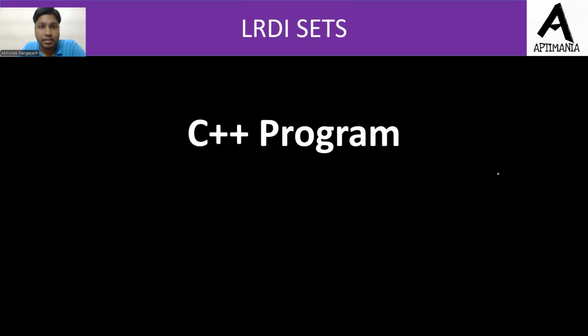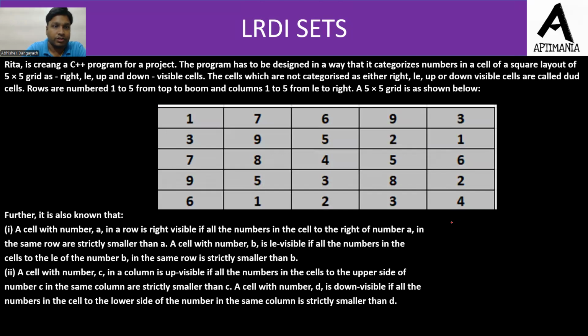Okay, the name of the set is C++ program. The question is, Rita is creating a C++ program for a project. The program has to be designed in a way that it categorizes the number in a cell of a square layout of 5 cross 5 grid as right, up, left, up and down visible cells. Now this is left, right? And the cells which are not categorized as either right, left, up or down visible cells are called Dud cells.